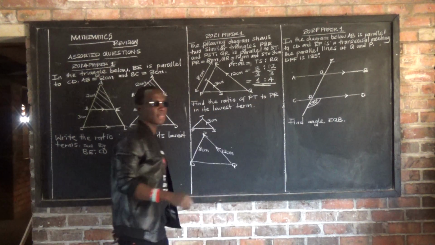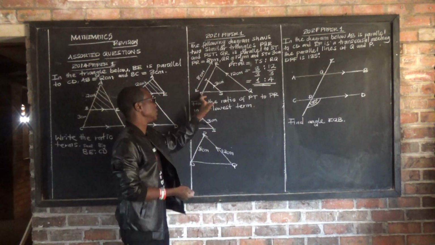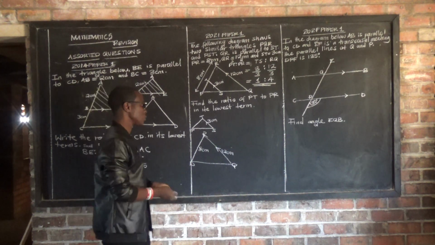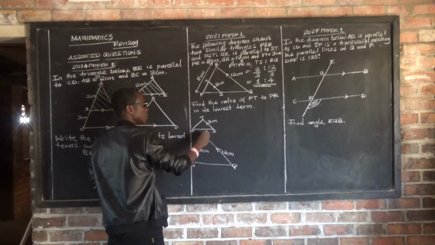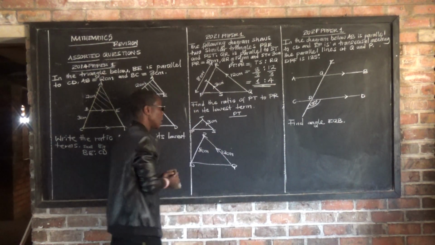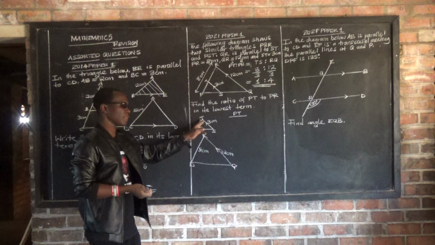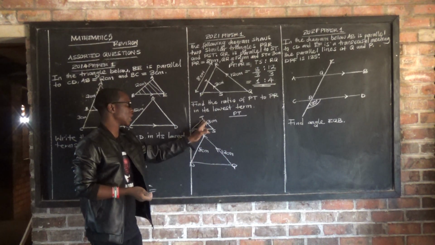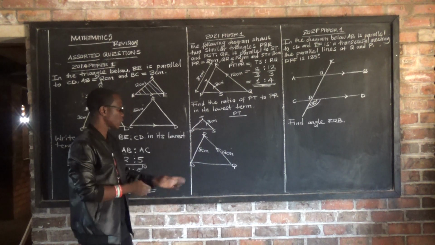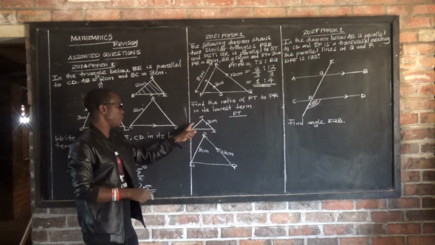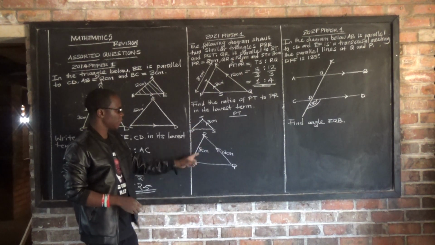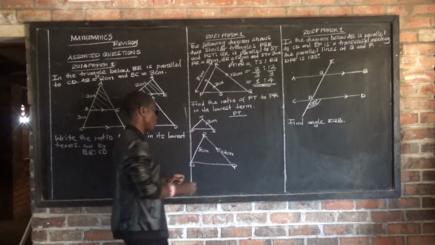Or alternatively, you can first find PT. Right? How do you find PT? Now, PT, which side is its corresponding side? PT and PR are corresponding, right? These pairs. So it's PT over PR.